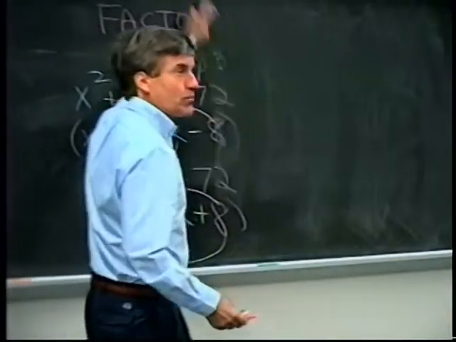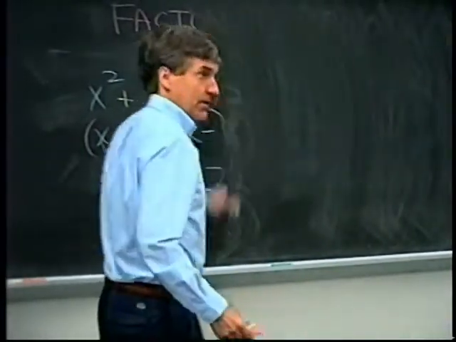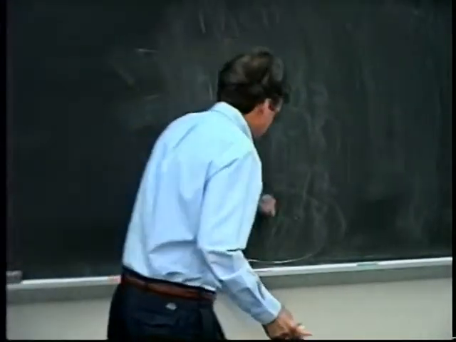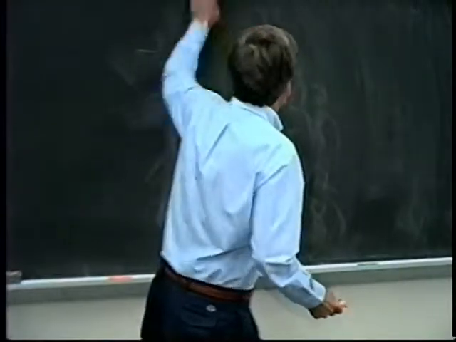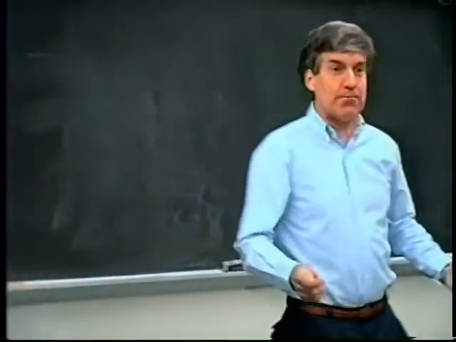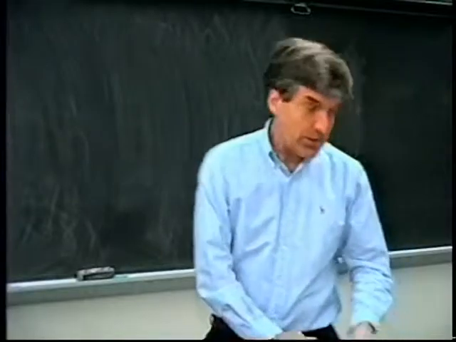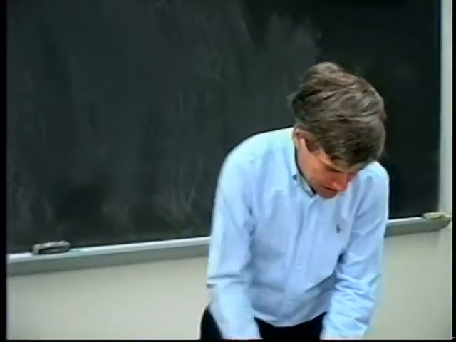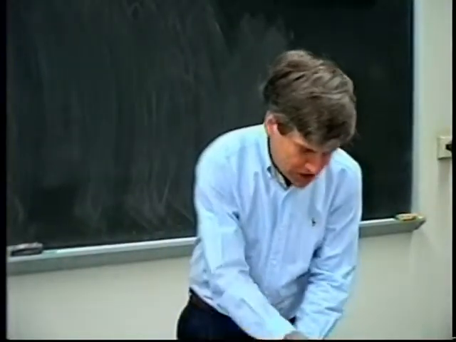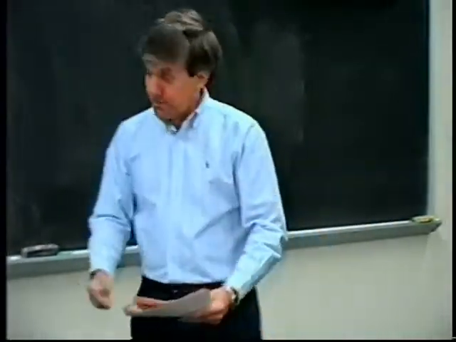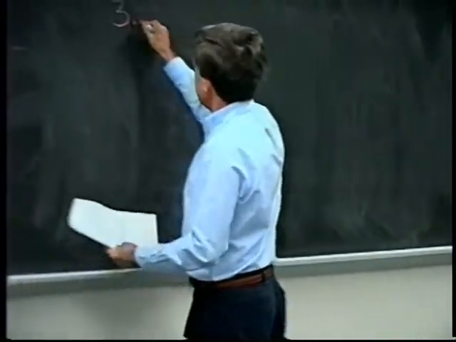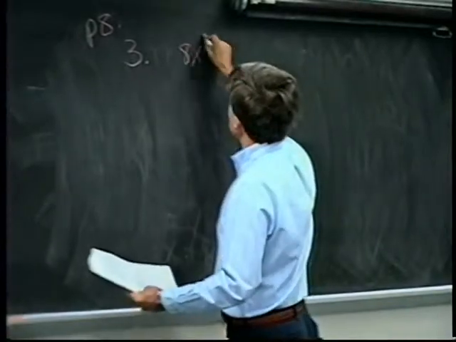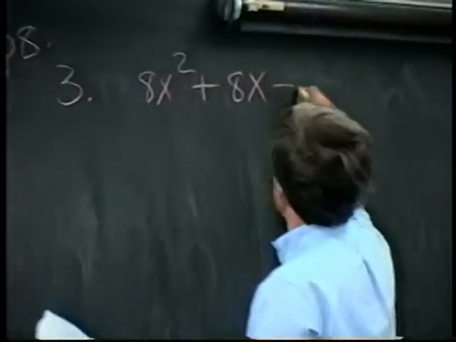This second phase is what I call the factoring two-step. I call it that because in these problems there will be two steps in order to get the problem factored. And I'm now on page 8 of the handout, number 3, and it says 8x squared plus 8x minus 48.